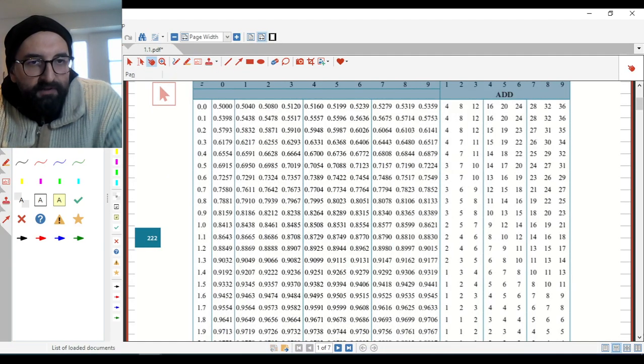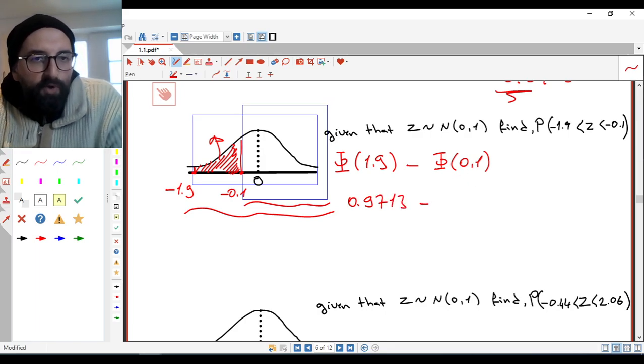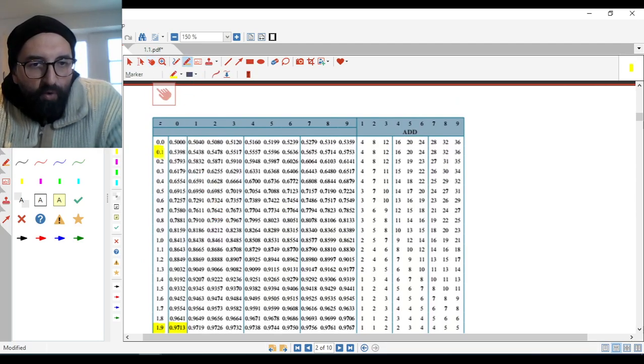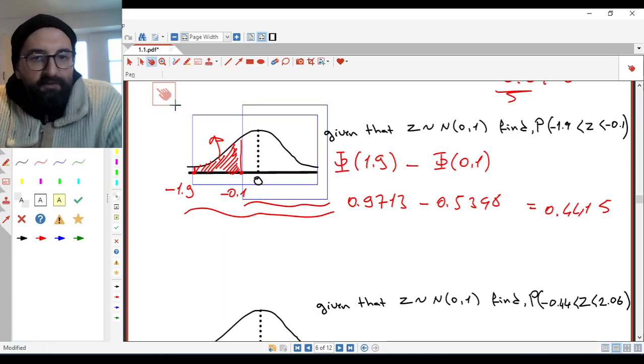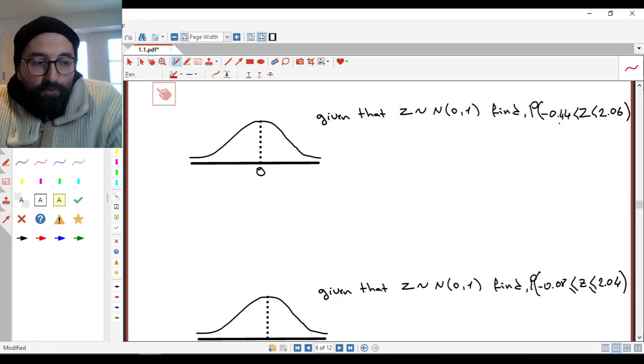0.9713, and phi 0.1. 0.1 is here, 0.1 also means 0.10, and 0.5398. 0.5398, and then it is 5 and 1 and 4 and 4 and 0.4415.